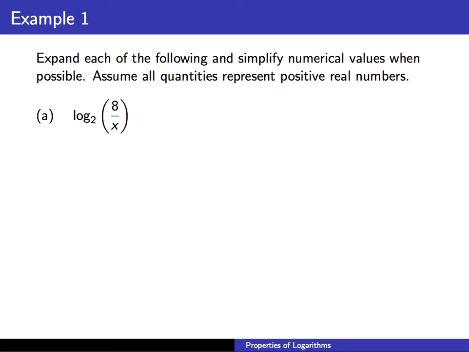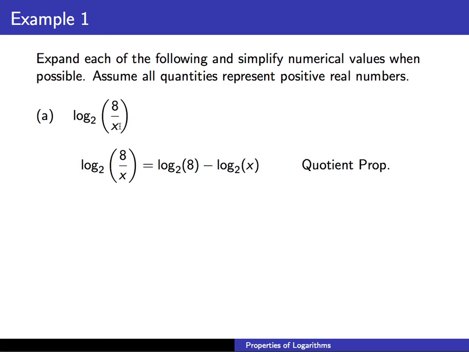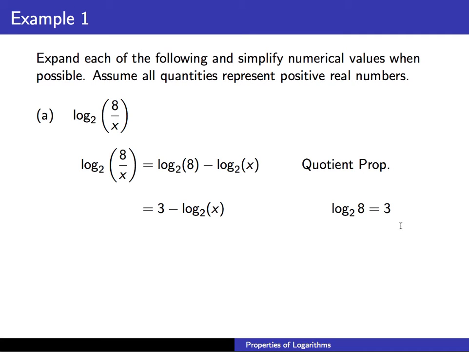So example 1a, we have log base 2 of 8 over x. And because we have a logarithm of a quotient, we can apply the quotient property to separate this into two different logarithms. So we'll have log base 2 of 8 minus log base 2 of x, the log of the numerator minus the log of the denominator for the quotient property. Now log base 2 of 8, we can simplify that because 2 to the third power equals 8. Log base 2 of 8 gives us 3. So when we simplify that, we get 3 minus log base 2 of x.